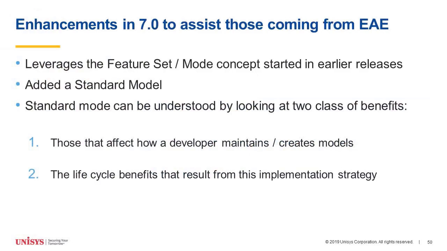As mentioned earlier, it leverages the mode concept that's a property of the model, and that property is what we created and called a standard model or standard mode. There are two main benefits that come from using this mode. It affects how a developer maintains and creates the models, taking away some of the features or hiding the features until you're ready to use them. That's a common theme through a lot of what we've said here today on all these features: there are capabilities here when you're ready to use them, if you want to use them.